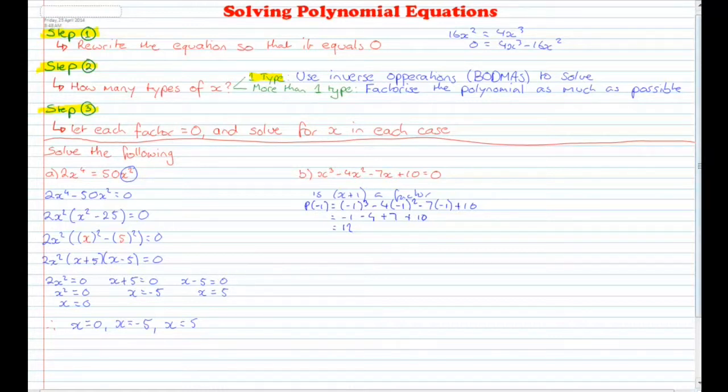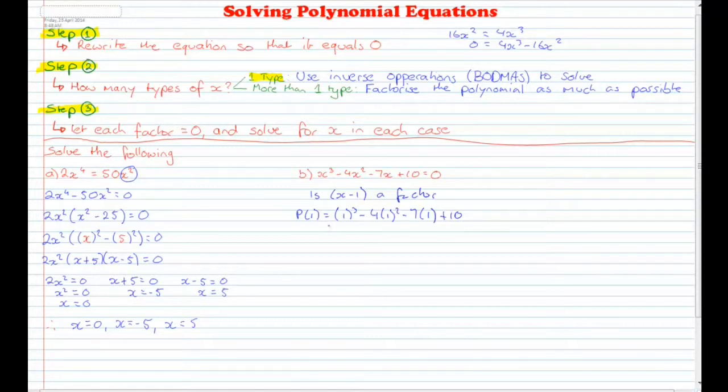So I'm going to rub this out again and have another go at another one. And I'm going to check to see if x minus 1 is a factor. So is x minus 1 a factor? What I need to do is substitute in p of 1 then, so I'm going to go p of 1 is equal to 1 cubed minus 4 times 1 squared minus 7 times 1 plus 10.